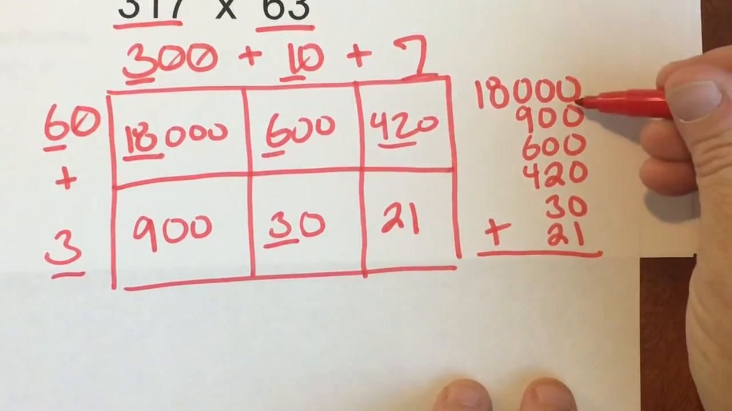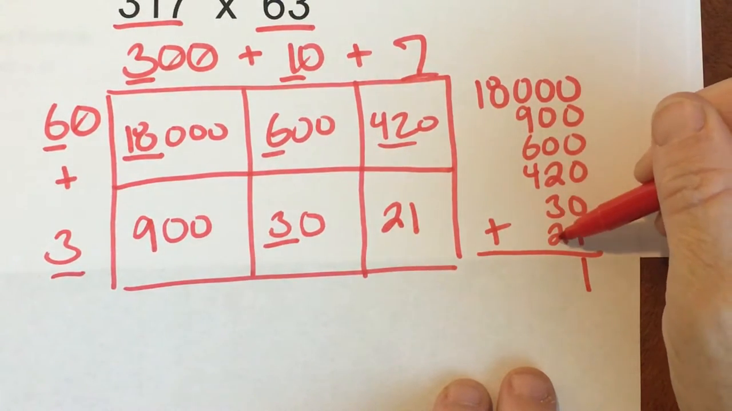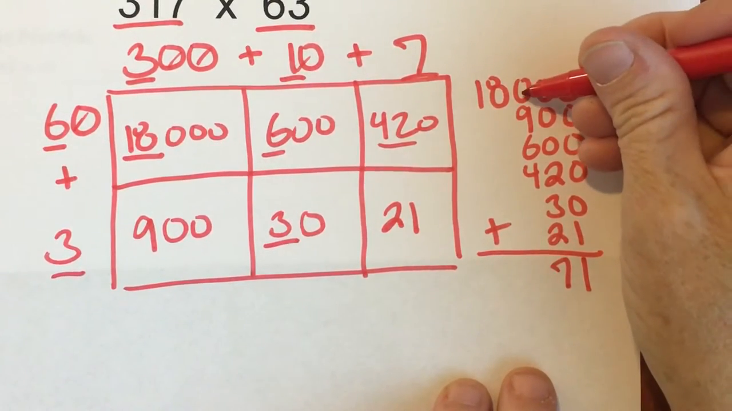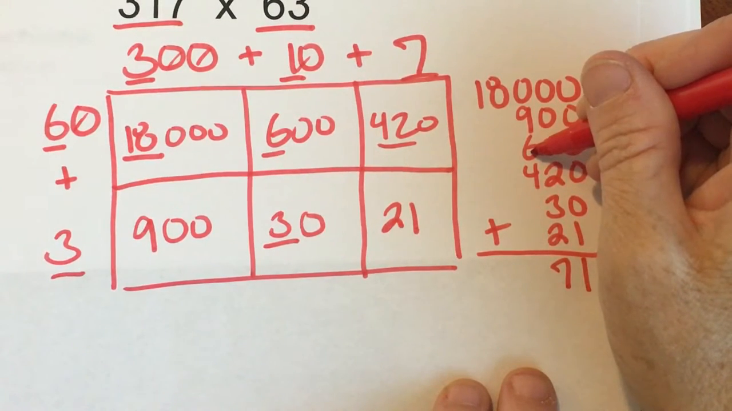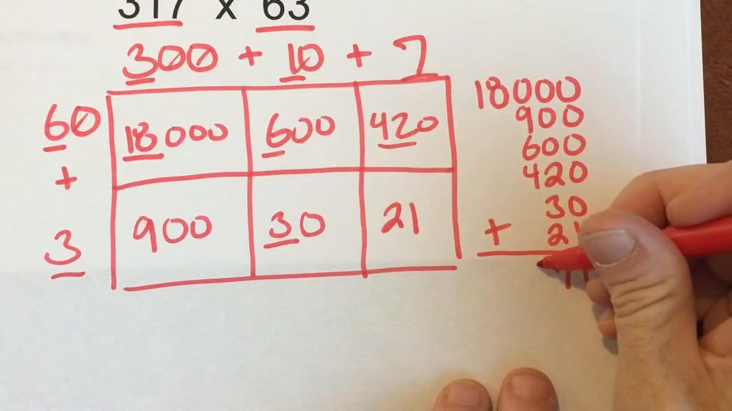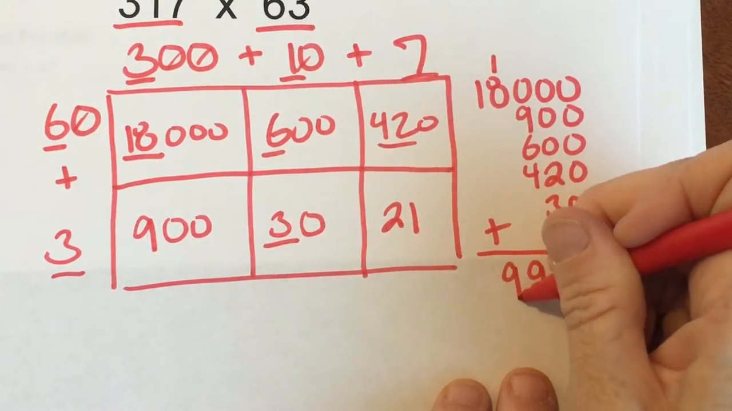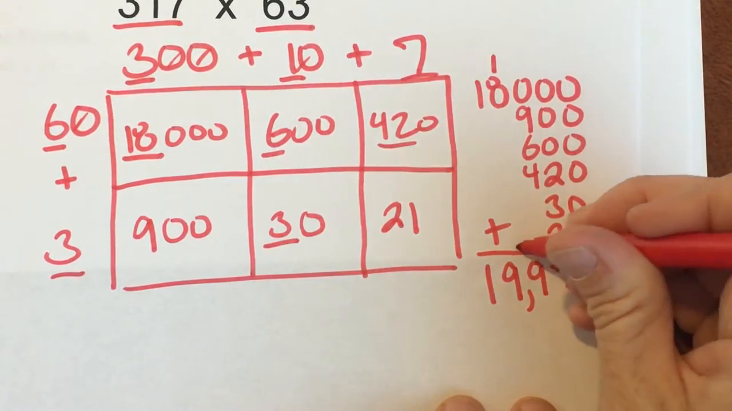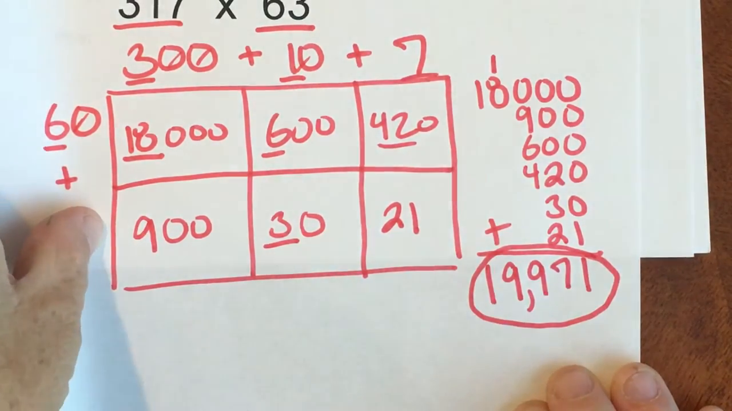So I have all these zeros plus 1 is 1. 0, 0, 0, 2, 3, 2. So 2 plus 3 is 5, plus 2 is 7. 0 plus 9 is 9. Plus 6 is 15. Plus 4 is 19. So put my 9 and carry my 1. 1 plus 8 is 9. And then 1 all by itself. So I'm getting 19,971. Okay, let's try some together.